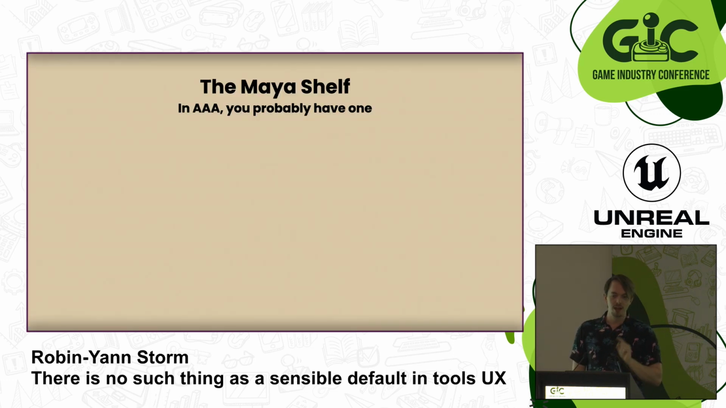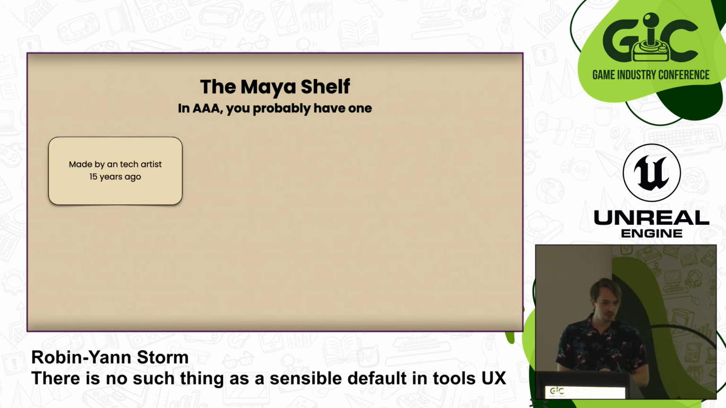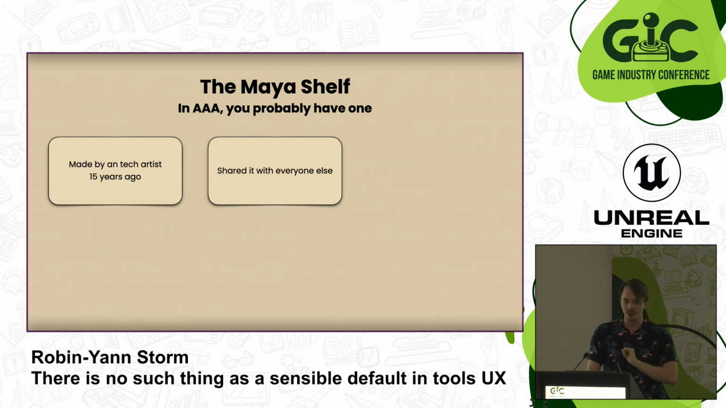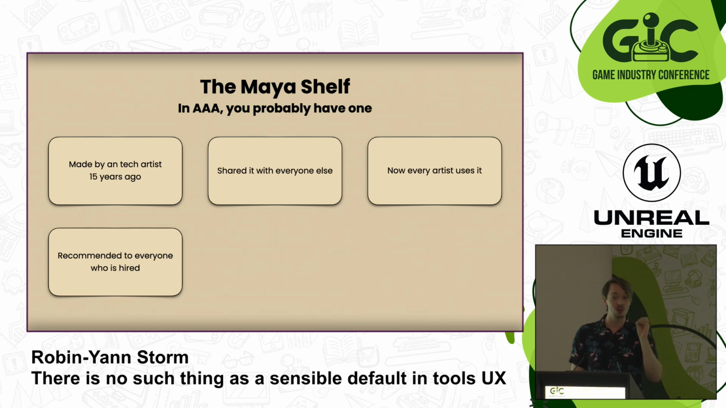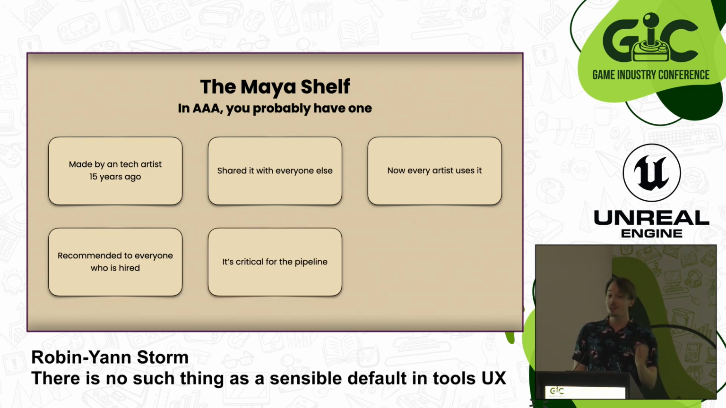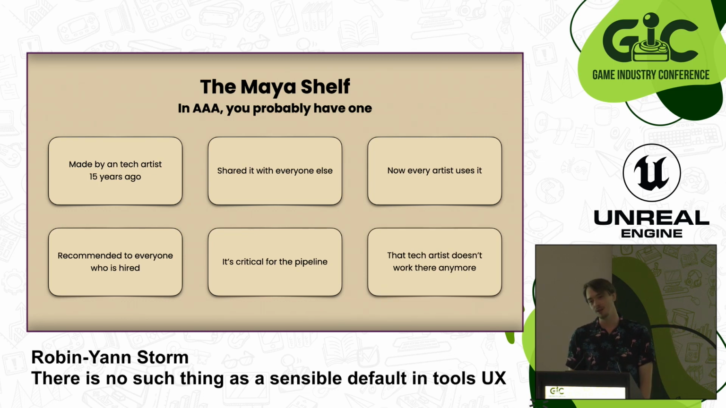Now the reason I call it the Maya shelf is because in AAA, if you work in AAA, I'm betting you have one. It was probably set up by a tech artist 15 years ago. It's shared with everyone else in the company. Now every single artist uses it, and when someone new joins, everyone is recommended to use it. It's critical for the pipeline. If that thing breaks, the whole thing shuts down. There are some MEL scripts in there that are super necessary. And you know what? The tech artists that made that, they don't work there anymore. They're long gone. But if you work in AAA, you probably have one of these. So you can see how important it is to have your toolbar and your tools be editable in these ways.